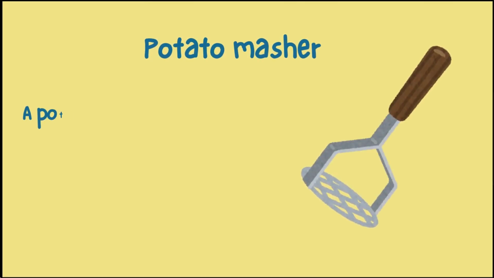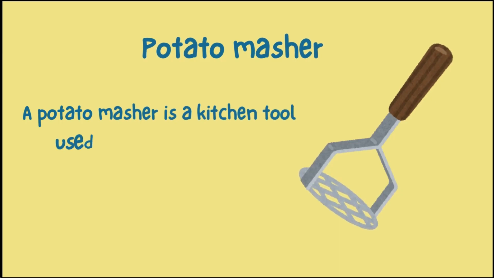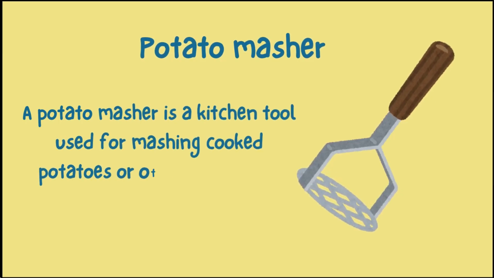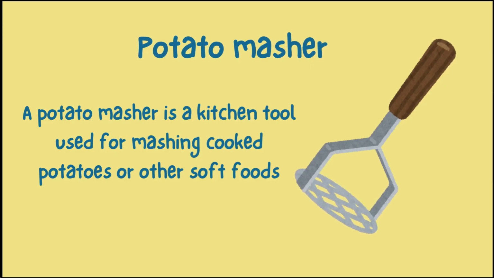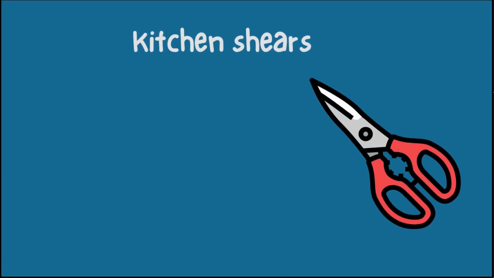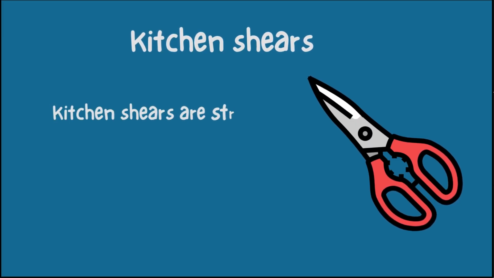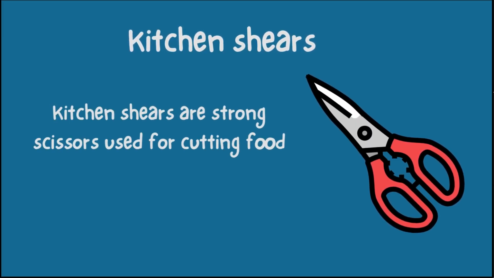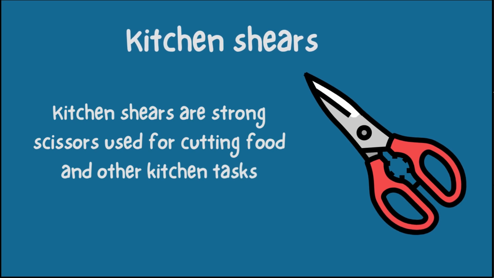Potato masher. A potato masher is a kitchen tool used for mashing cooked potatoes or other soft foods. Kitchen shears. Kitchen shears are strong scissors used for cutting food and other kitchen tasks.